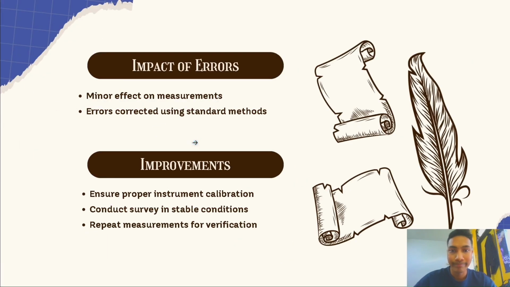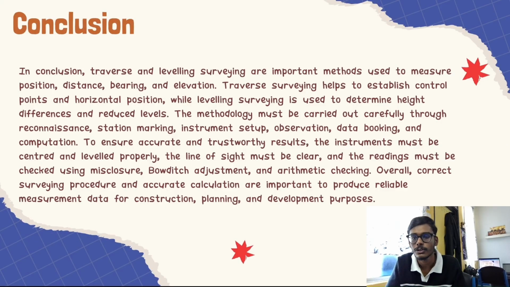So thank you. As for the conclusion, traverse and leveling surveying are important methods used to measure positions, distance, bearing, and also elevations. Traverse surveying helps to establish control points and horizontal positions, while leveling surveying is used to determine height difference and reduced levels. The methodology must be carried out carefully through reconnaissance, station marking, instrument setup, observation, data booking, and also computation.